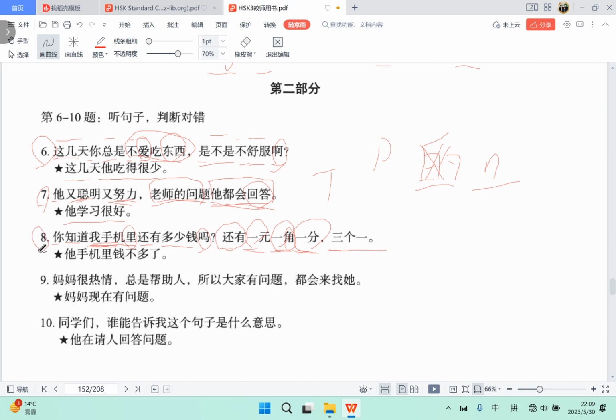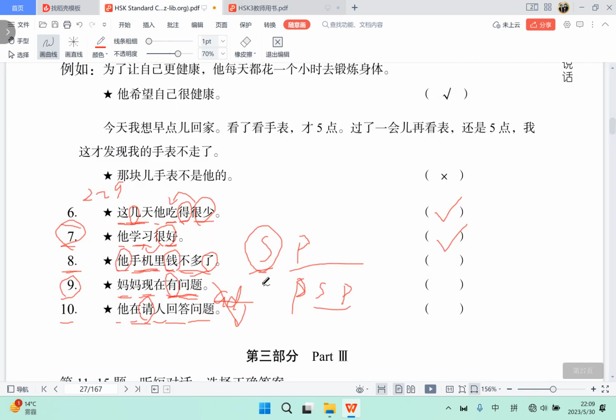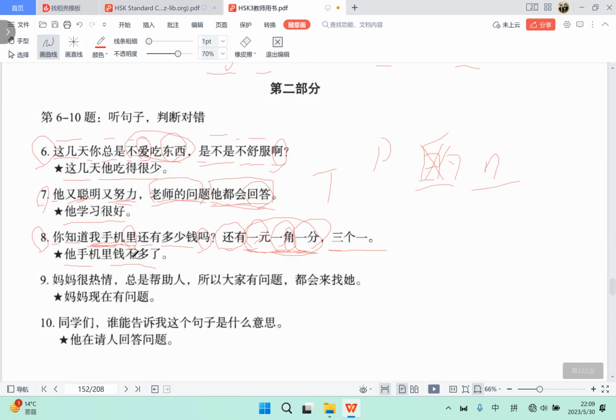Okay, and the statement is 他手机里钱不多了, so there is not too much money in his cell phone. Yeah, definitely 1元1角1分. I think nowadays with this money you almost can't buy anything. I think it's very little money. Okay, so this could be correct 对吧？第8题是对的。第9题，妈妈现在有问题, Mom now has the problem.